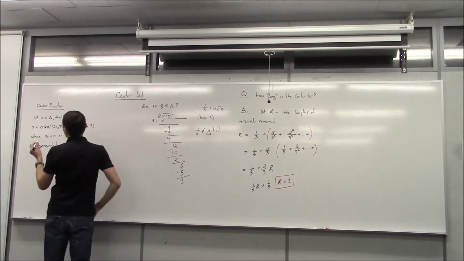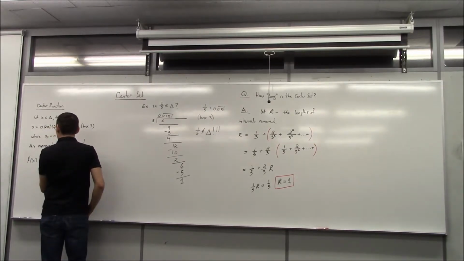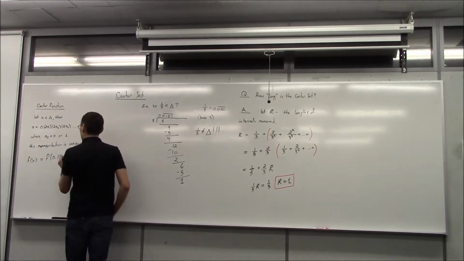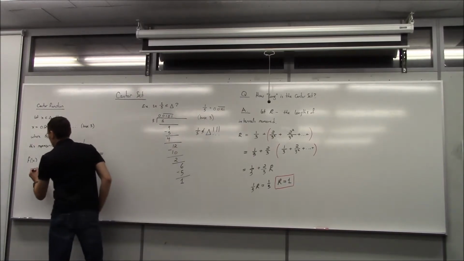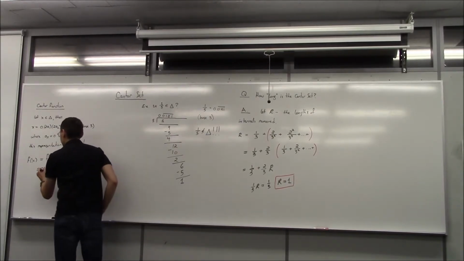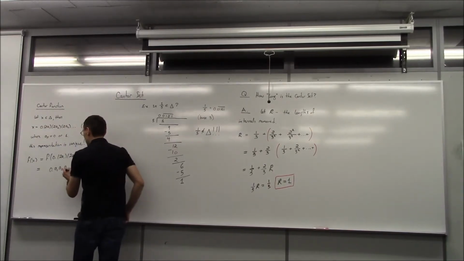So what the Cantor function is going to do is take this x, look at its representation, and convert it to a base 2 representation. Oh, sorry, so there's no f here. So it's just 0.A1, A2, A3, but base 2.